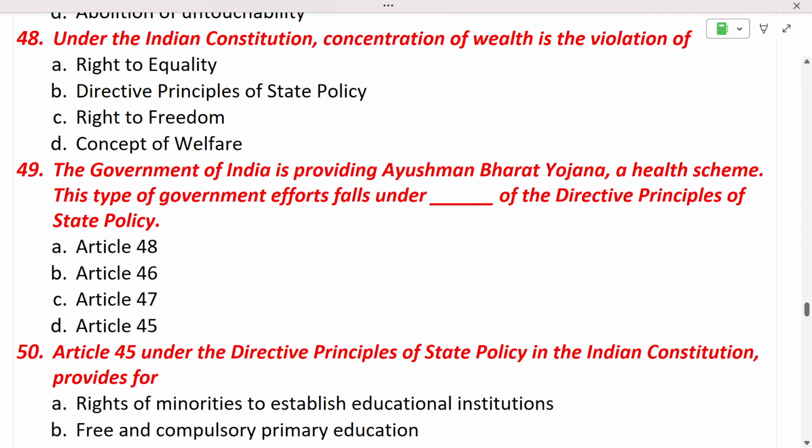Next, question number 48. Under the Indian Constitution, concentration of wealth is a violation of option A, right to equality, option B, DPSP, option C, right to freedom, option D, concept of welfare. So the answer is B.